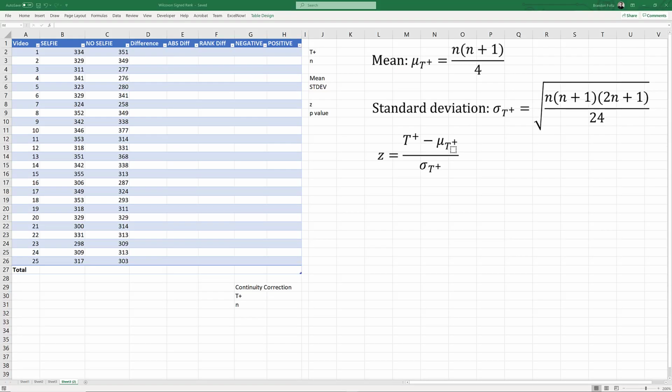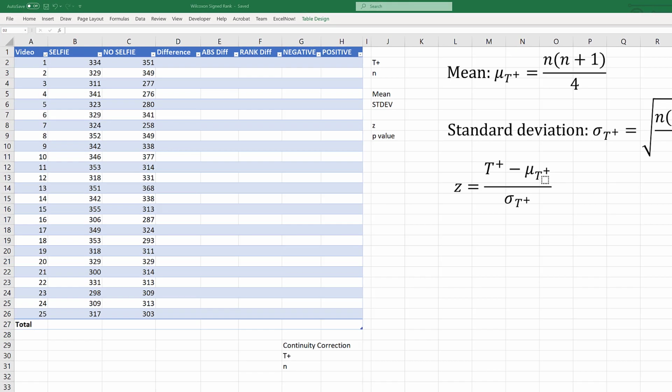Okay, so here we are in Excel. Let's go ahead and calculate the Wilcoxon Signed Rank Test. So we can see that in column A, we have our 25 videos, Chloe's 25 videos. In column B, we have the clicks for the selfie version. In column C, we have the clicks for the no selfie version. Now, I am going to work pretty quickly through this problem, but you can download the file, follow along, and pause at your leisure if you would like to.